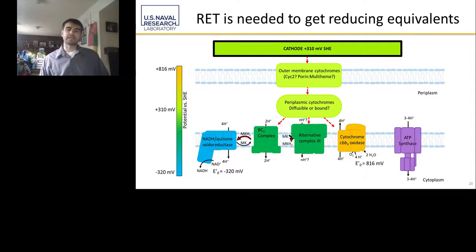So what happens then is we have electrons coming in at 310 millivolts and then going through the forward direction to cytochrome cbb3 oxidase, which is generating a proton gradient that then is used in order to drive the reaction in reverse. And we'll talk a little bit more about this later, but I wanted to introduce that now because it's going to be kind of key to understanding some of the data later.